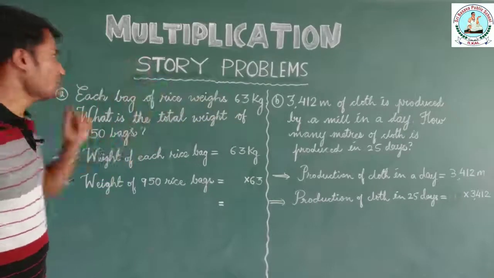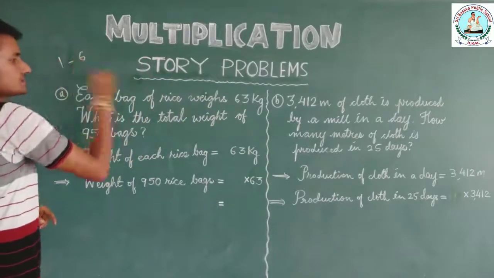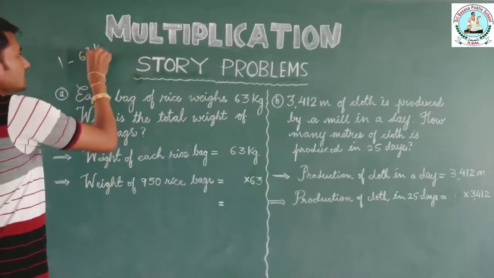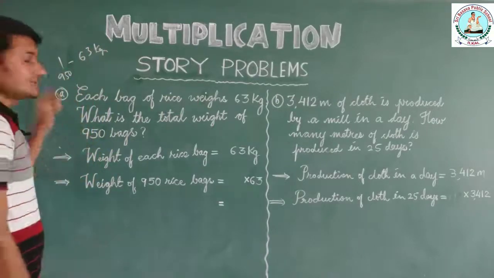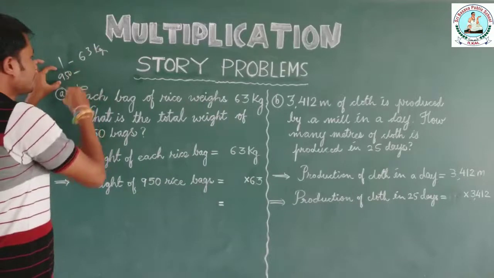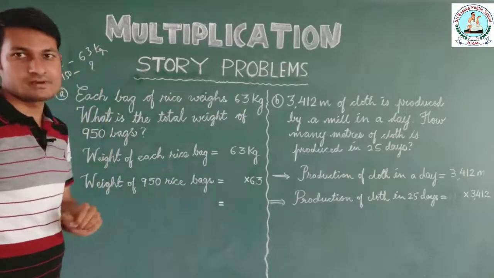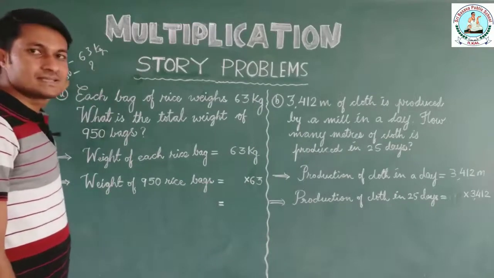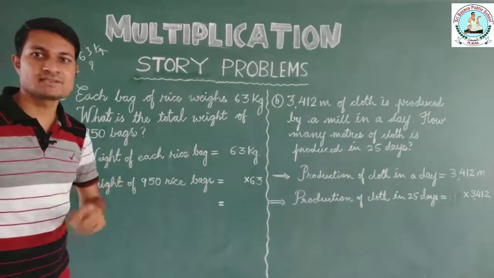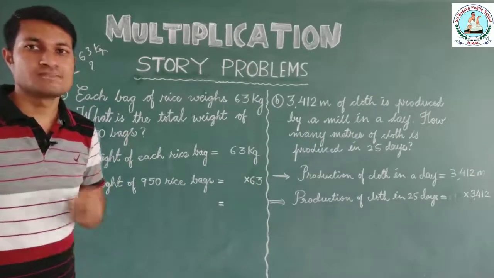63 kg. So one bag is weighing how many kgs? 63 kg. So you need to find out how many kgs these 950 rice bags will weigh. That you have to find out here. So one bag is weighing 63 kg, then how many kgs will these 950 bags of rice weigh? That you have to find out.